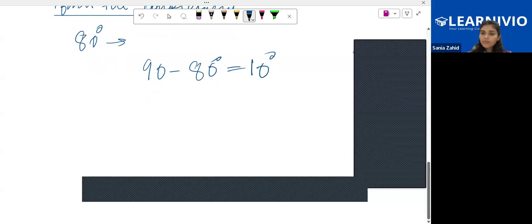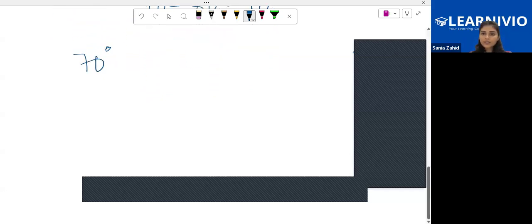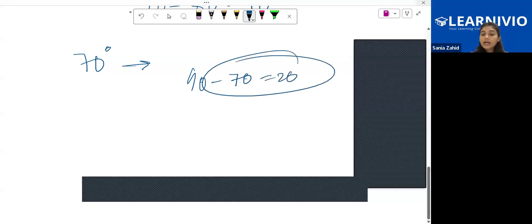Okay. Harmeen, are you able to understand? Yes, ma'am. Okay, now Harmeen, tell me what is the complement of 70 degrees? 20 degrees. Okay, how? Like we add the sum of 70 plus 20. Yeah, that way also you can do. Simpler is that you subtract 90 minus 70, you'll get 20. Simple.